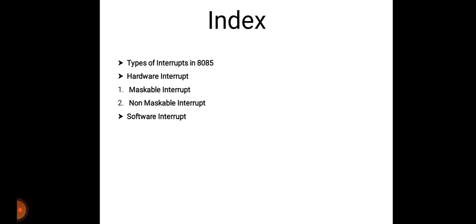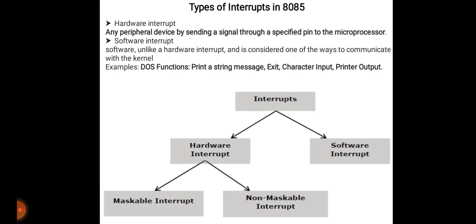So in this lecture we are going to study the types of interrupts in 8085. First, hardware interrupt, in which there are two types: the first one is maskable interrupt and the second one is non-maskable interrupt. Then another one is software interrupt. So we will see them one by one.